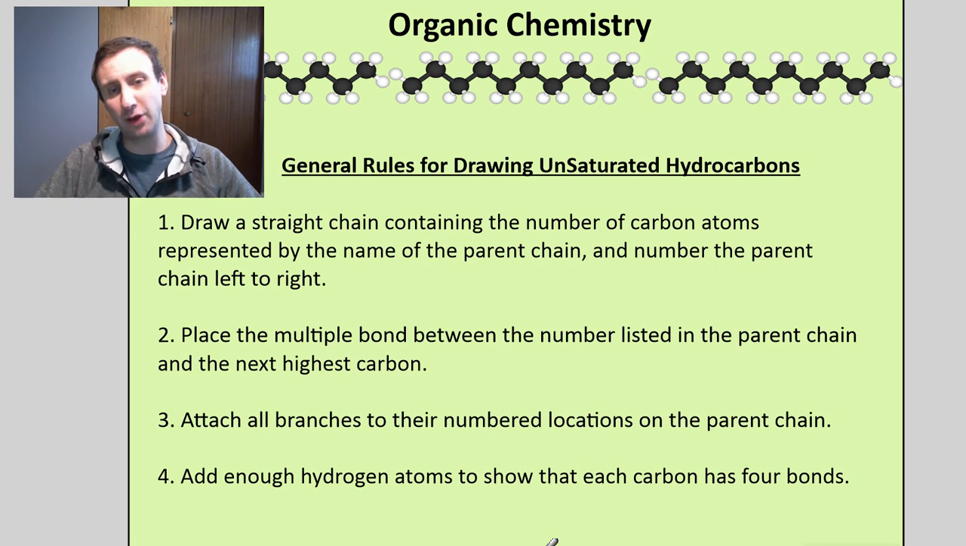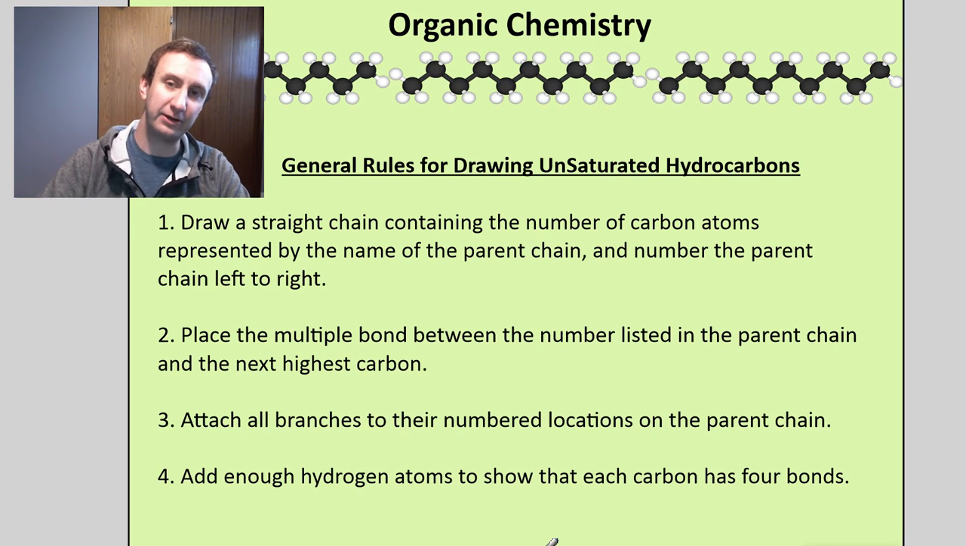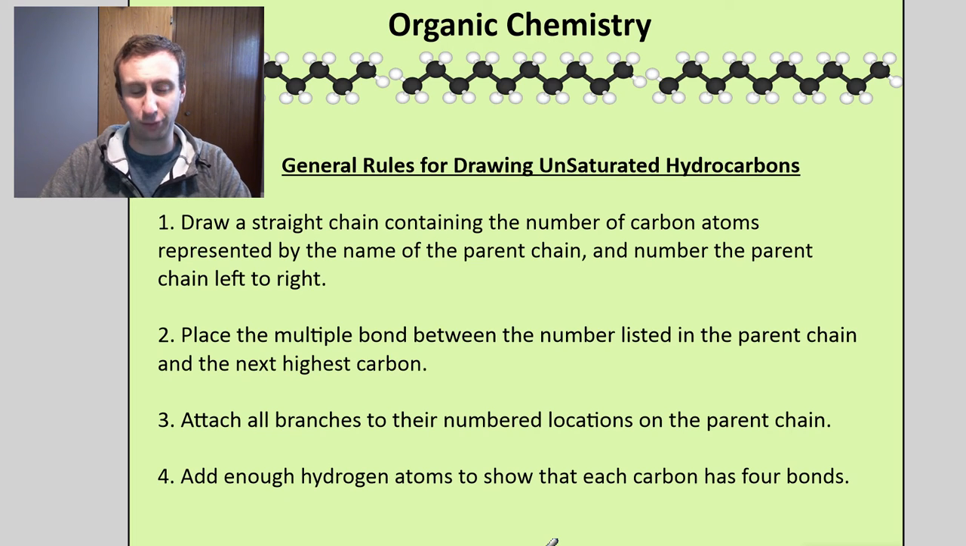Awesome. So now let's go into the drawing aspect of this, now that you are a master of naming alkenes and alkynes. For drawing it, just reverse the process. Draw a straight chain containing the number of carbon atoms represented by the name of the parent chain, and number the parent chain from left to right. Place the multiple bond between the number listed in the parent chain and the next highest carbon. That is something that is often done wrong. So important to remember that when you have, let's say, 3-ene, that 3 is the first carbon that has a double bond. So the double bond is between carbons 3 and 4 of that parent chain.